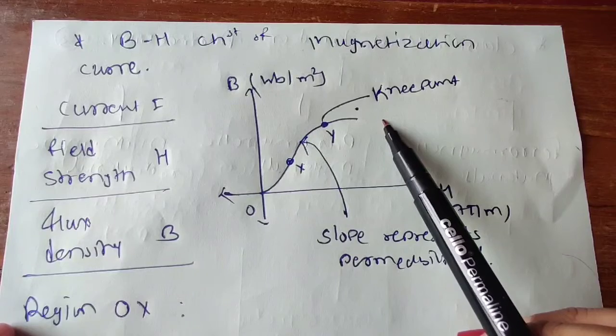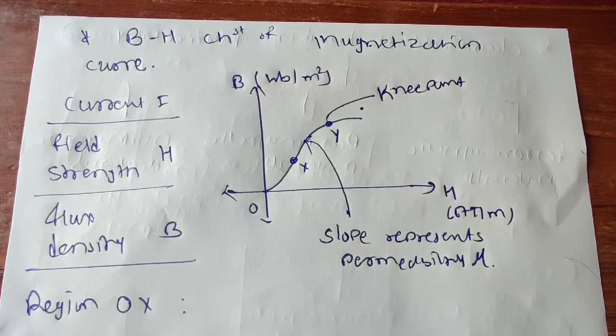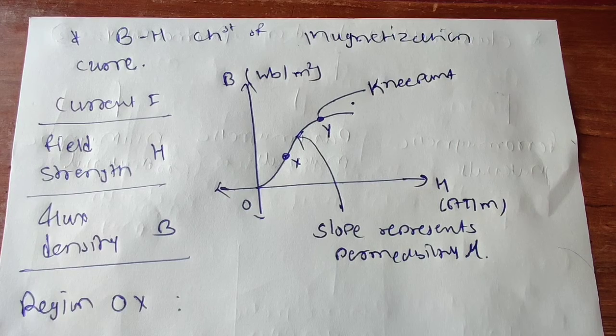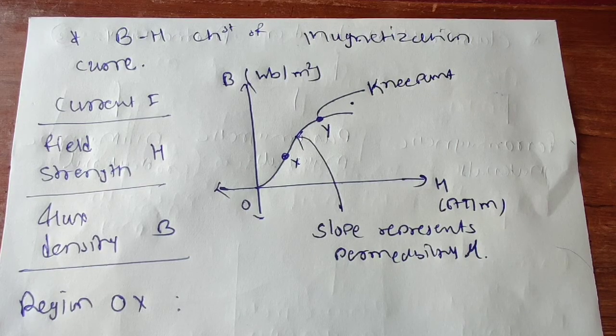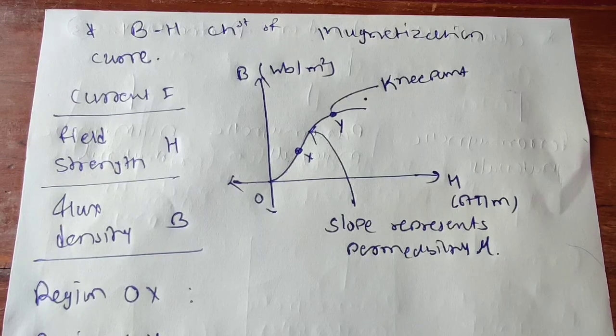In the BH characteristic, or the magnetization curve of a magnet, you need to consider that this is the basics of the BH characteristic, and this you need to memorize. They may ask you in an examination.